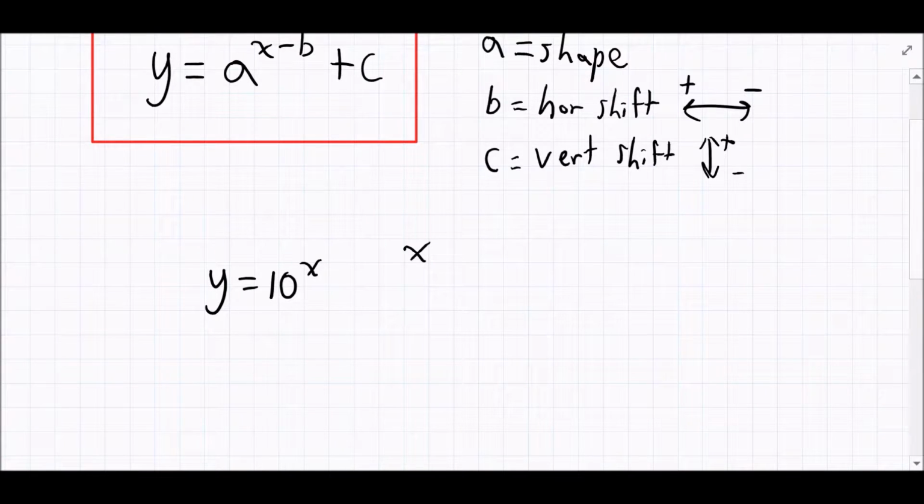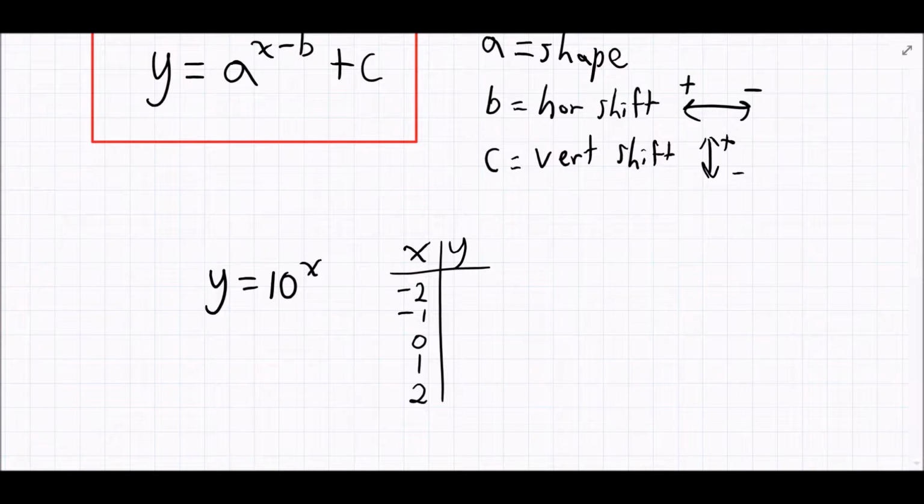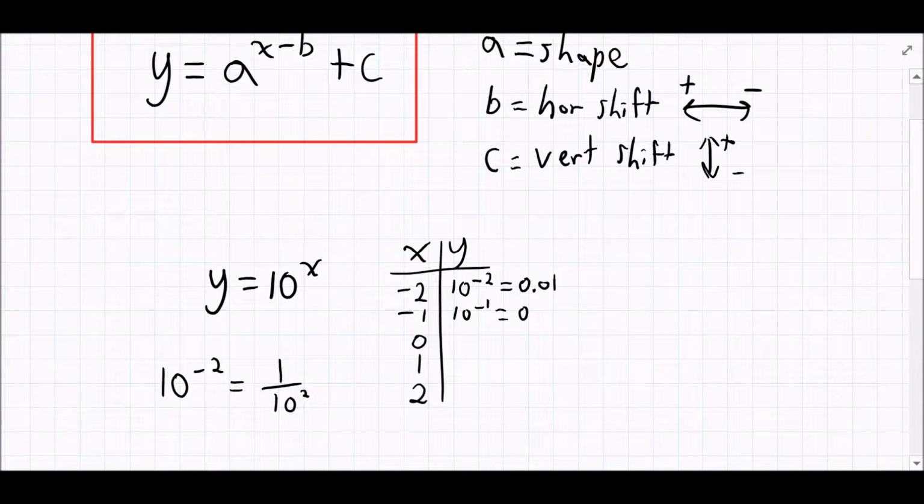So if we've got x and y, and maybe I'll take the values negative 2 through 2 for x. So, on the y side, if I sub that in, I've got 10 to the negative 2. Now, if you remember your algebra, negative exponents, I'll just write it over here, 10 to the negative 2 is the same as 1 over 10 to the power of 2. So remember, a negative exponent means 1 over that same thing to a positive power. So 1 over 10 squared would be 1 over 100. As a decimal would be 0.01. 10 to the negative 1 would be 1 over 10, or 0.1.